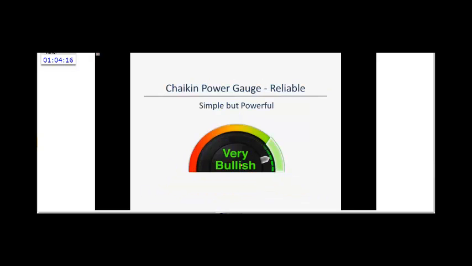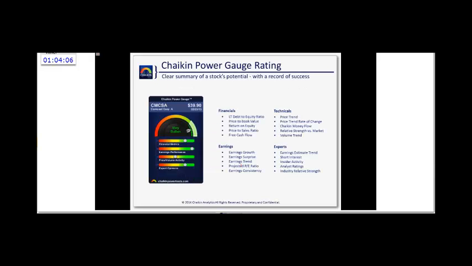So the Chaikin power gauge is a simple display, but it's not simplistic. It's like a Chevrolet with a Ferrari engine under the hood. And the reason it works, the reason it's a great predictor of a stock's potential with a record of success over the past 4 years at indicating stocks that are going to beat the market or underperform badly, is because these 20 factors grouped into 4 components are based on what institutional investors look at every day.